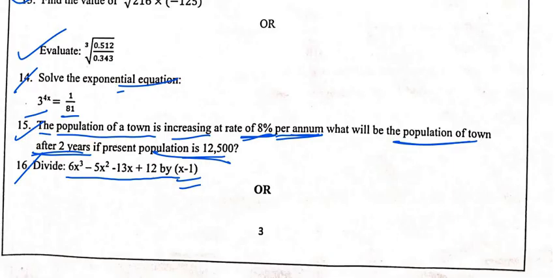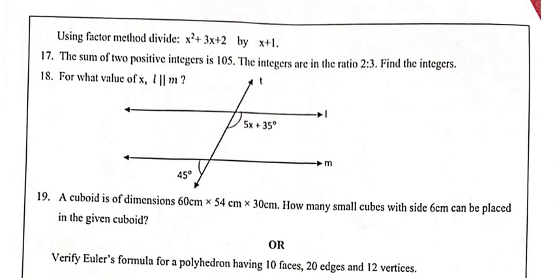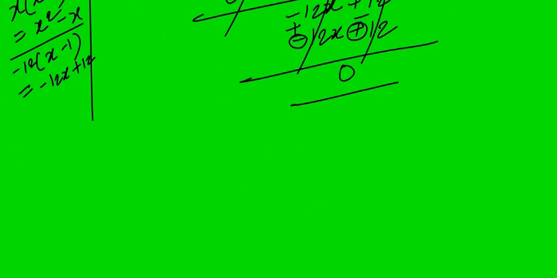Moving to the next question. Our next question is: given, using factor theorem or factor method, divide x square plus 3x plus 2 by x plus 1. So simply here you have to write x square plus 3x plus 2 by x plus 1. Now I am writing the question. Our question is x square plus 3x plus 2 divided by x plus 1.